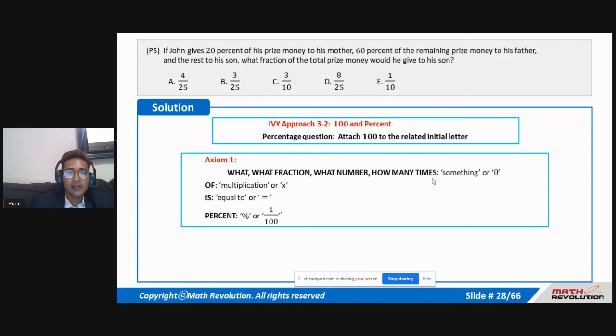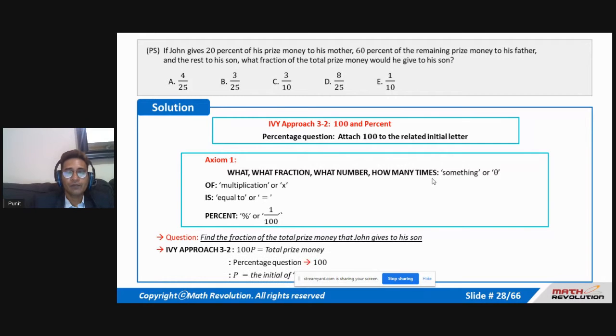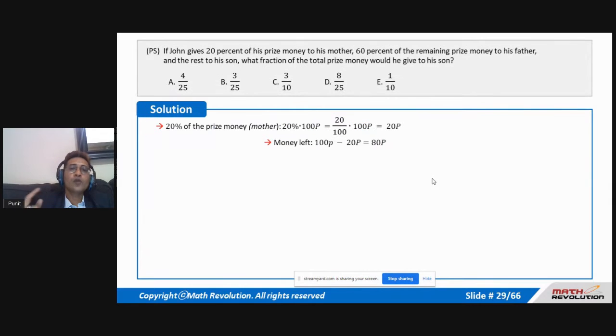Let's not delay and let's have the curtains off from the solution. We need to find what fraction of total prize money John has given to his son. We assume John's total prize money to be 100p, because p is the initial for prize. In a percentage question, we attach it to 100. When he gives 20%, 20% of 100 would be 20, so he's already given 20p. That means he would be left with 100p minus 20p, that becomes 80p.